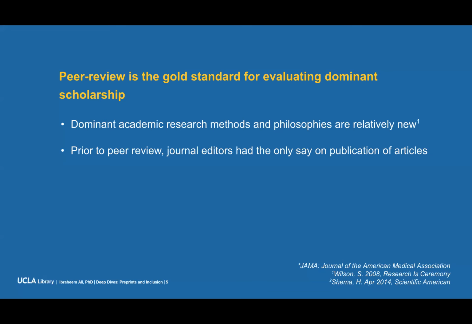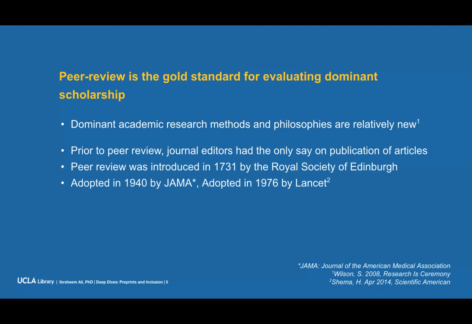In the Western system of research and scientific inquiry, a substantial body of scholarship was solely evaluated by an editor who had the ultimate say on publication of scholarship. In this system, peer review was first introduced in 1731 by the Royal Society of Edinburgh, but not widely adopted in the journals that we see in use today until around World War II. To give you a couple of examples, peer review was adopted in the Journal of the American Medical Association, or JAMA, in 1940, and it was adopted by Lancet in 1976. So quite late in the grand scheme of generating scholarly content.